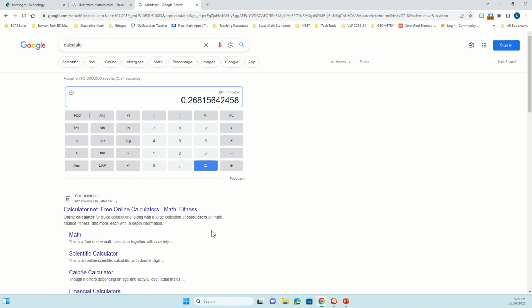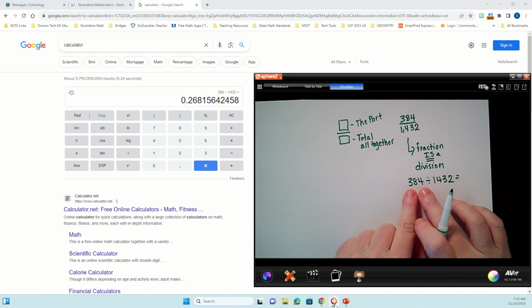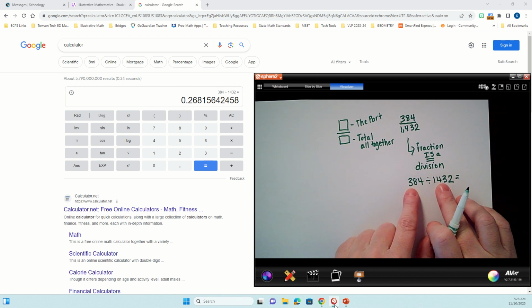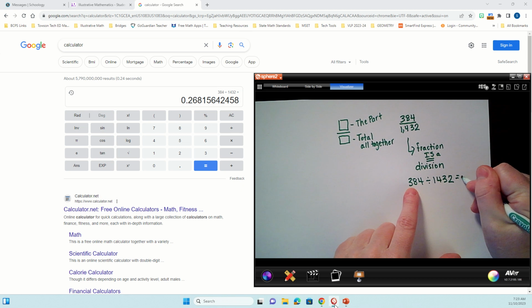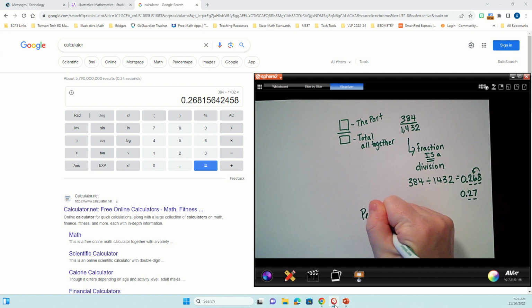It's a decimal. It's definitely going to be a decimal because look at the number. Anytime you're dividing a larger number into a smaller one, so 384 divided by 1,432, you know you're going to get a decimal. This is going to work out to 0.268. I usually tell kids 3 decimal points because I know that this 8 would round this up to 0.27. I want 2 decimal places because that's what I want for a percent. Percents are always out of 100.